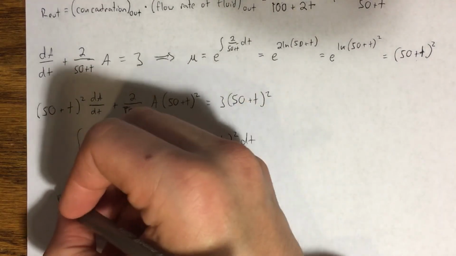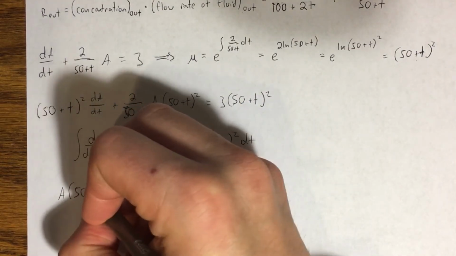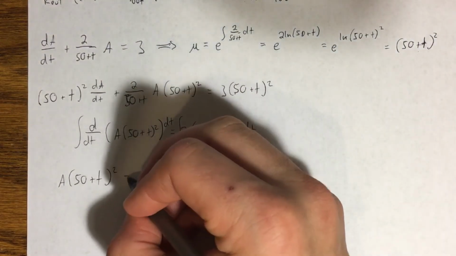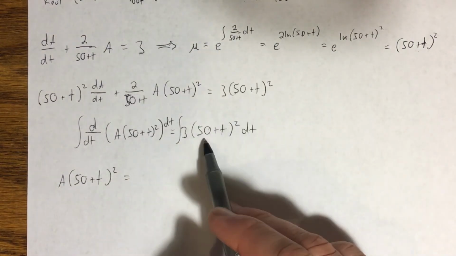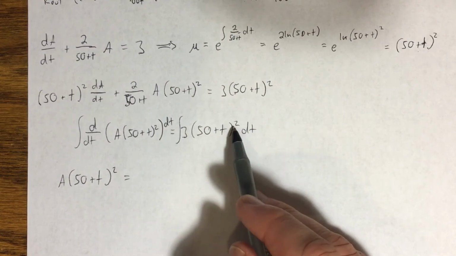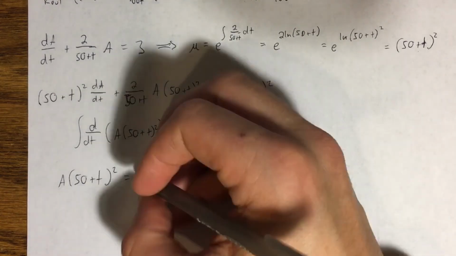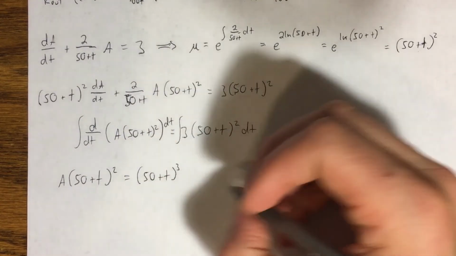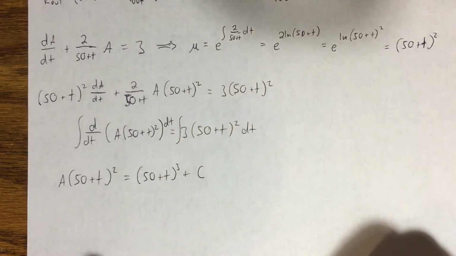And on this side, I just get A times (50 plus t) squared. On this side, I'm going to get (50 plus t) cubed over 3, which will cancel with that 3, and so I get (50 plus t) cubed plus some constant of integration, c.